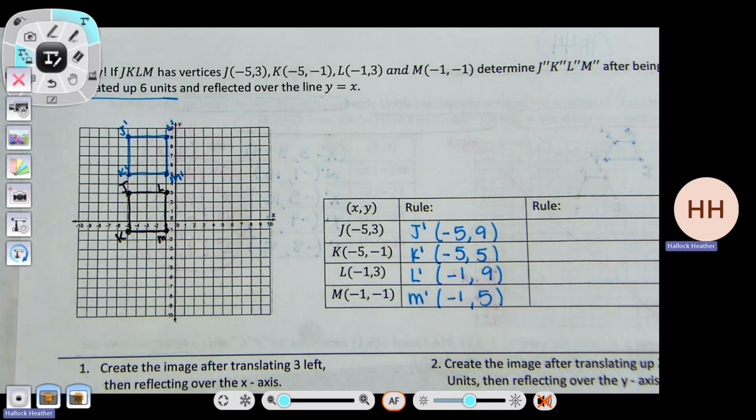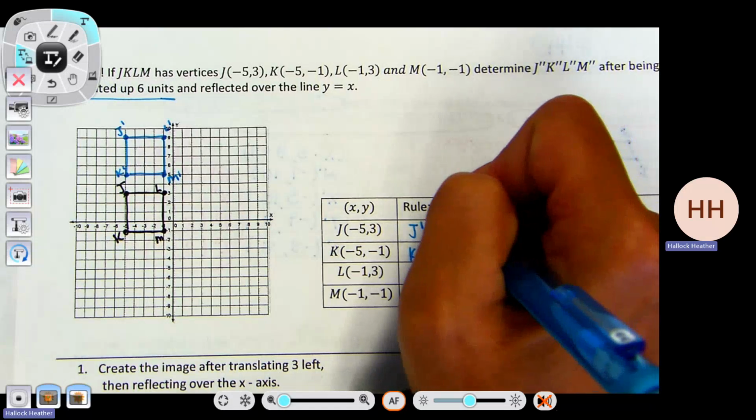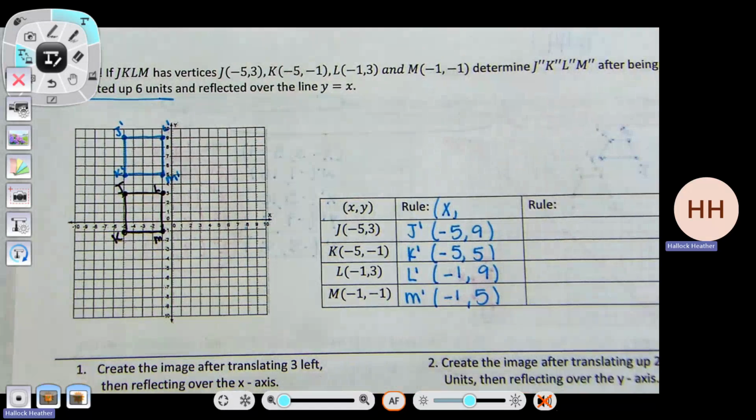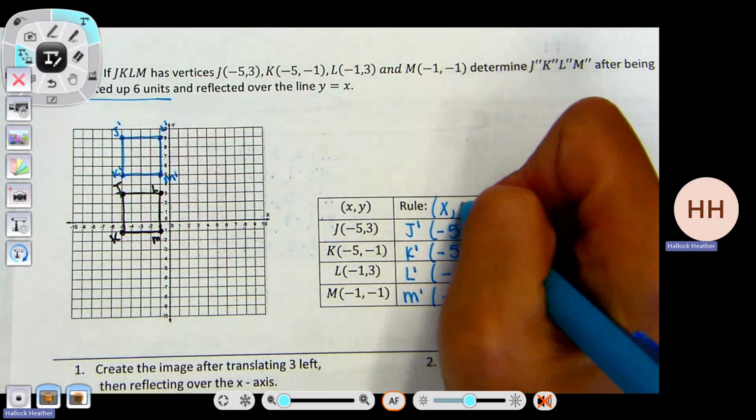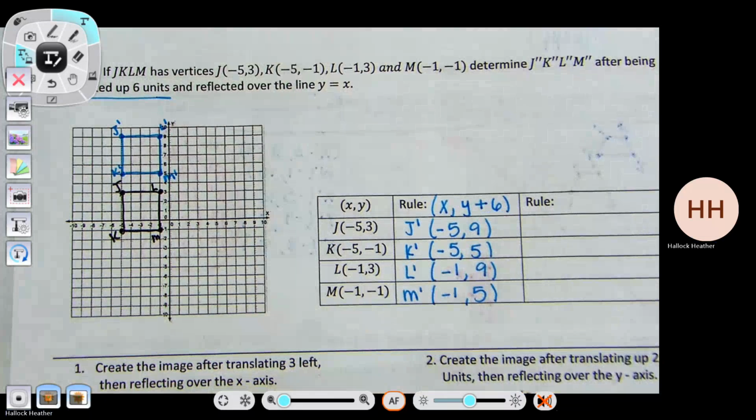You're missing a piece. You could put x plus 0 if you want, or you could literally just leave x alone. X stays exactly the same. If you put x plus 0, that's fine. That's correct, technically. And then you're technically going up 6, so y plus 6 stays the same.